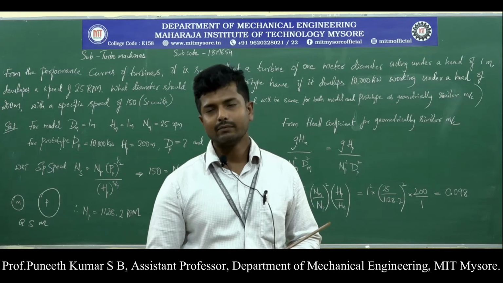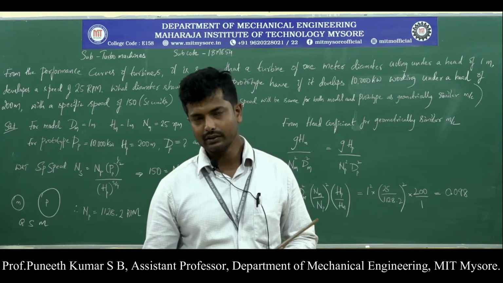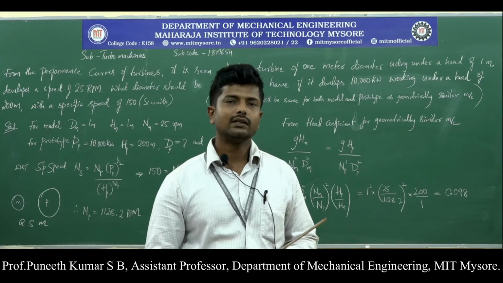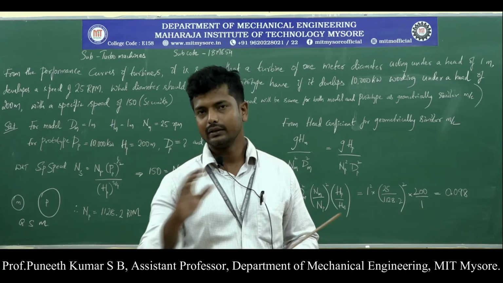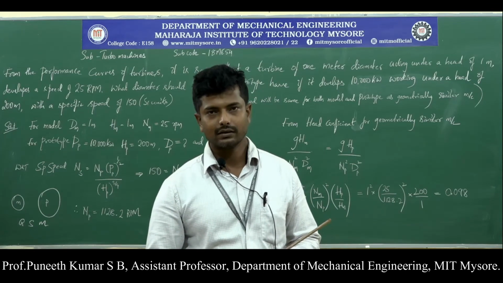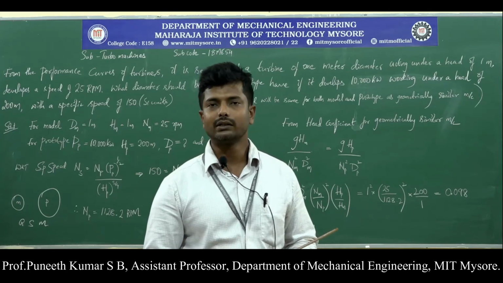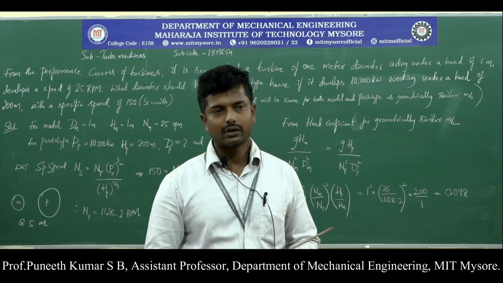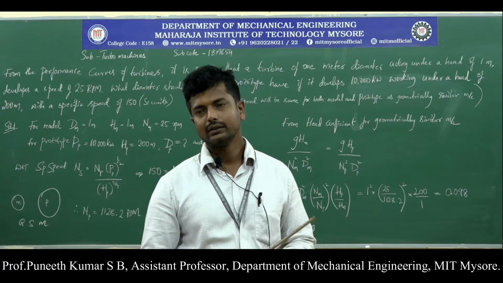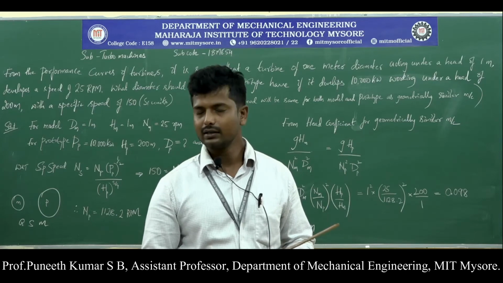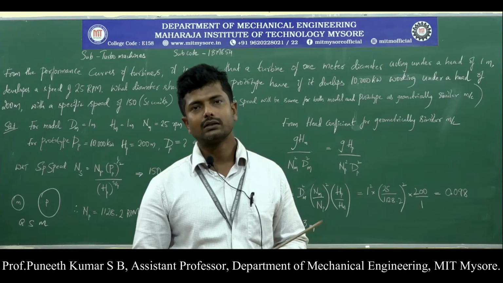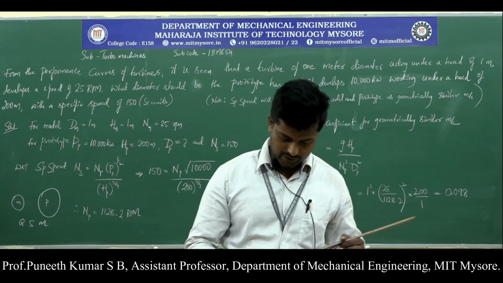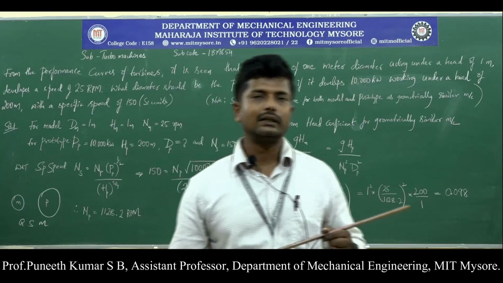Suppose a dam is to be constructed, or a ship to be built, or an aeroplane to be assembled. Any of these machines we cannot directly construct and then put into application. Why? Because they are very huge, they require hundreds of crores. So we cannot invest such a huge amount directly, and if something goes wrong, it cannot be corrected that easily.